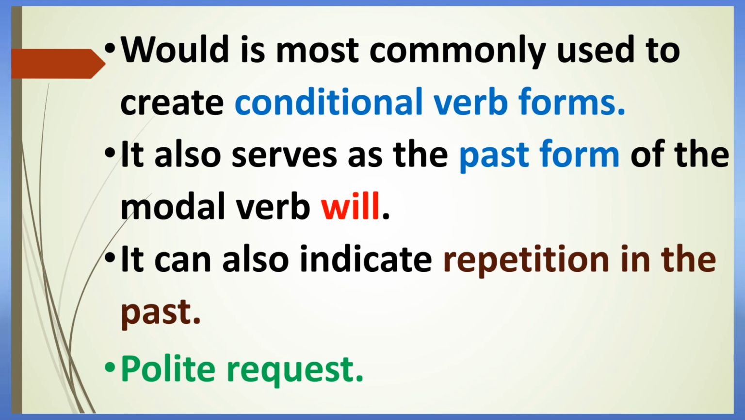The third one: it can also indicate repetition in the past, some habits or routines that happened in the past. In order to indicate repetition of an action in the past, you can use would. The last one, polite request. Just remember this last point: would is used to make polite requests. Let me remind you again: conditional verb forms, the past tense of will, repetition in the past, and polite request. Look at the examples.